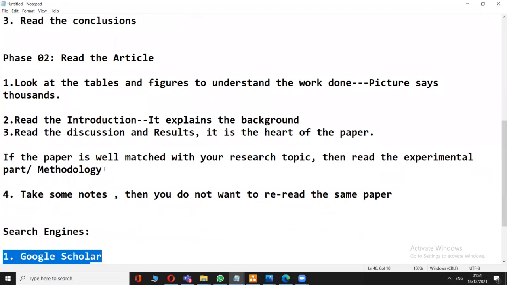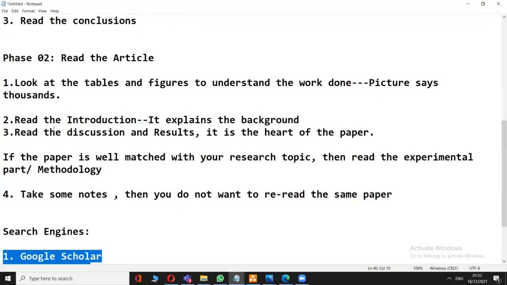Okay, when you finish looking at tables and figures, reading the introduction, and reading the discussion and results, that means you will have finished 90% of your research review. Then you can read the methodology or the experimental setup. That means the way the researcher has done the research.